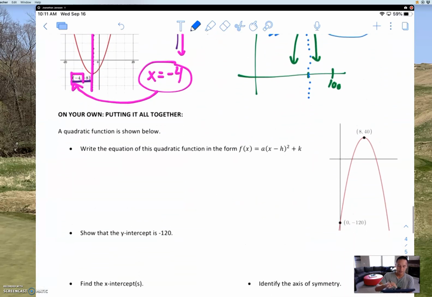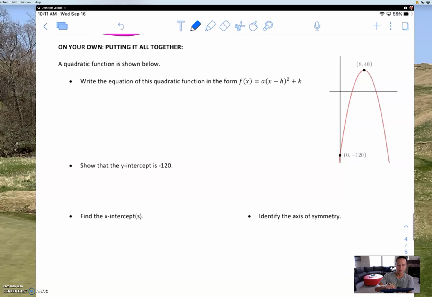I'm going to go ahead and give you a chance to try and put it all together on your own. So this includes things from the last lesson that we had along with this lesson. So go ahead and pause the video, and I will go ahead and reveal the results when you are done.